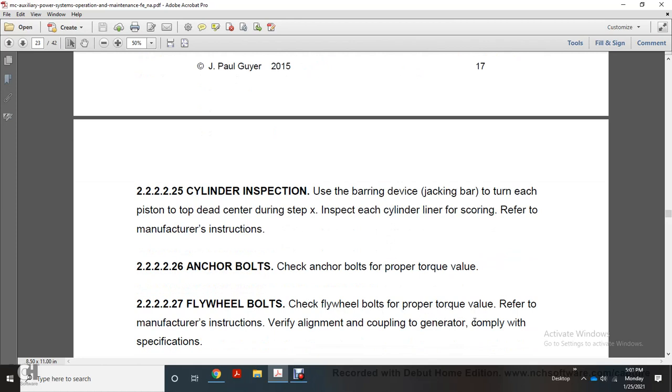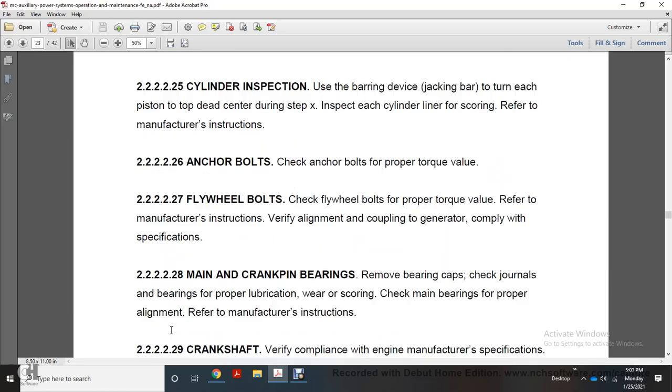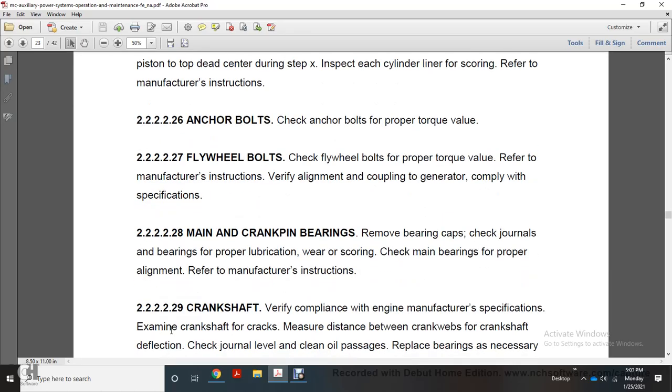Verify that the alignment of the coupling of the generator complies with specification. Main and crank pin bearings: remove the bearing cap to check the journal bearings for proper lubrication, wear, and scoring. Check the main bearings for proper alignment.